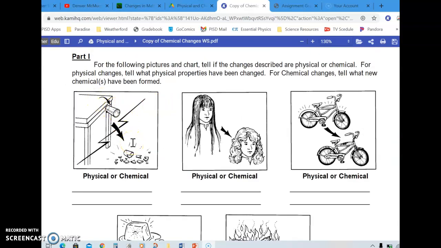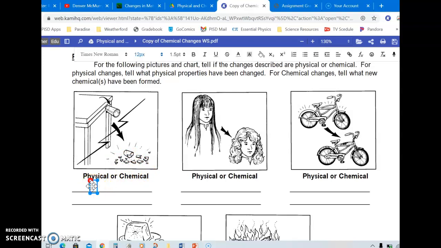Let's talk about the first one. Glass falls off the edge of the table and shatters into little pieces. Is it physical or chemical? Well, are there any new chemicals formed? Basically, no. You still have glass, you still have the table, you still have the floor. You have small pieces of glass, but that is a physical change. If it's a physical change, you're supposed to tell me what physical properties have changed. So I'm going to say this is a physical change, and it has changed the shape and size of the glass.